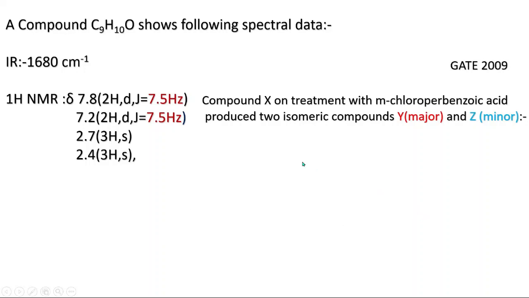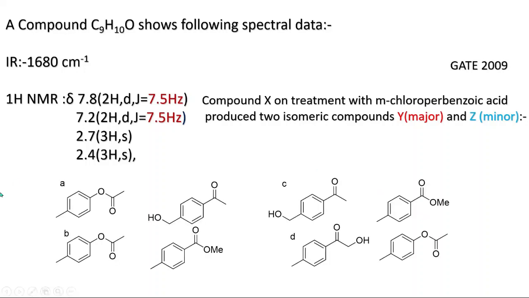So if you see the options, option B has this as the major, that is, the oxygen attached to the phenyl ring, the bulkier ring, and this as the minor, that is, the methyl group attached on the lower electron density side, where the oxygen attaches to the methyl group. So option B will be the correct answer. Now this much information is enough for this question.